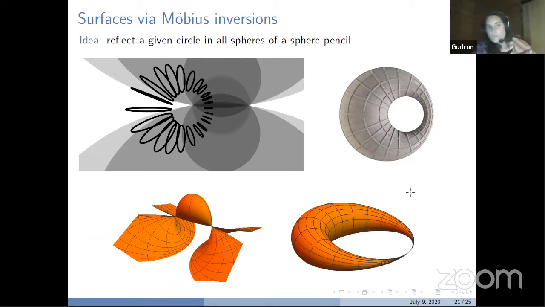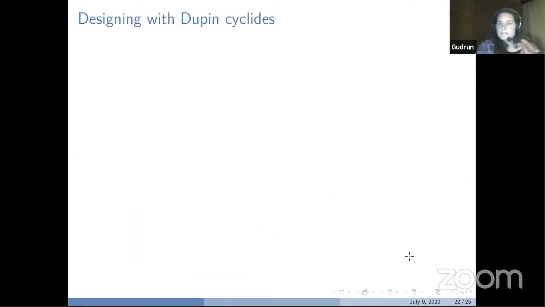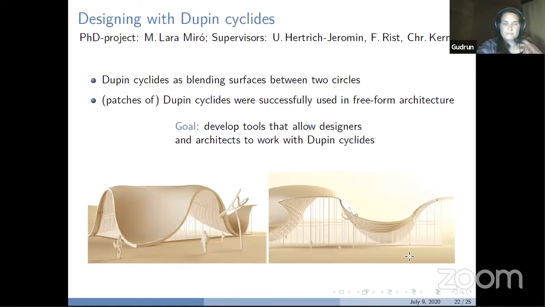You can also construct more complicated surfaces with that. You can construct more complicated Dupin cyclides having two singularities or one singularity, depending on the configuration of your initial circle and the sphere pencil. So, a short, brief connection to two of my projects. First, you can design with these Dupin cyclides. It's a PhD project of one of our PhD students, Maria Lara Miro.